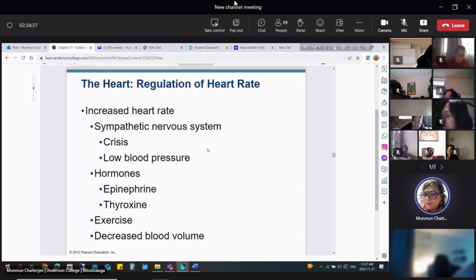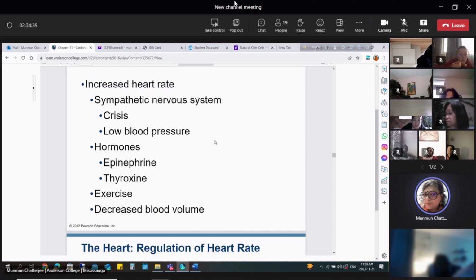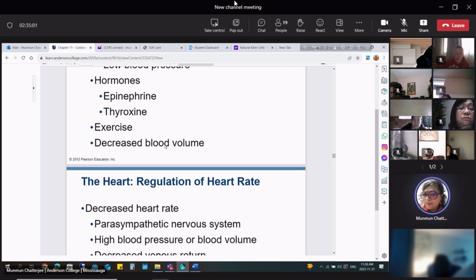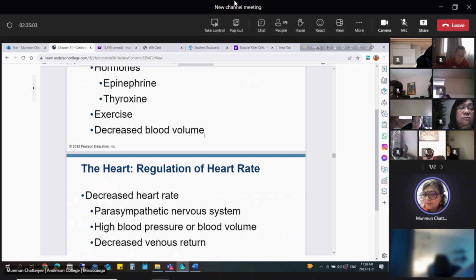How does the heart regulate its function? It regulates through the sympathetic nervous system, hormones, exercise, and other things. The sympathetic nervous system comes on in a crisis, when there is low blood pressure. What are the main hormones? Epinephrine and thyroxine. These are the two main hormones which control heart function. Exercise decreases blood volume, so athletes sometimes have a permanent bradycardia.